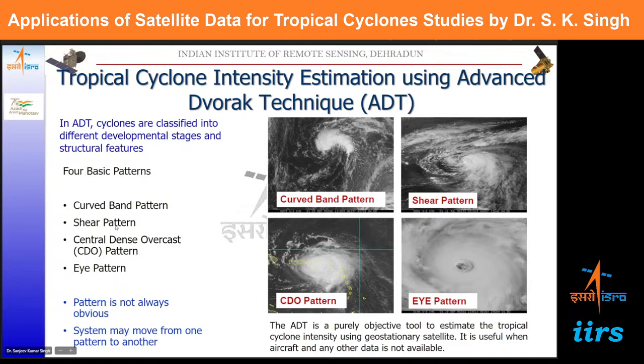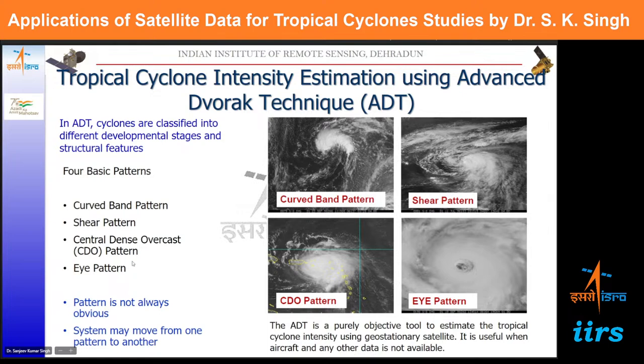And the next one is the shear band pattern. You will see it typically in the formative stage of the tropical cyclone or during weakening. The shear band pattern is characterized by deep convective cloud displaced to one side of the storm center.